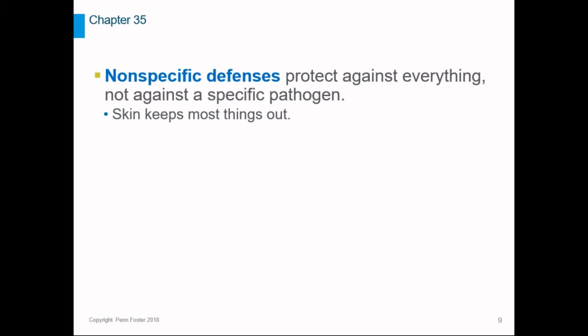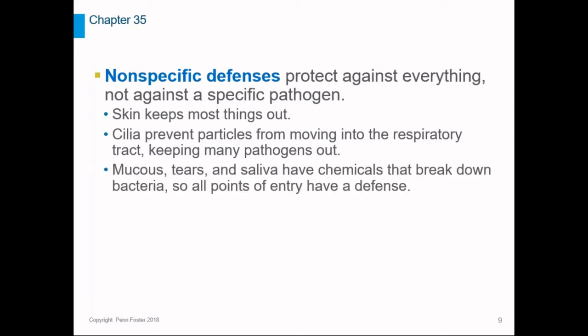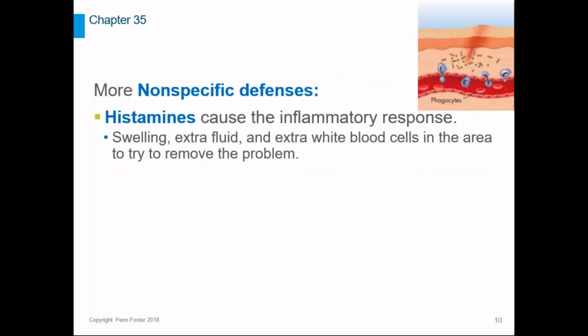The body is actually pretty good at keeping bad things out because skin covers most of it, and then cilia prevents particles from moving into the respiratory tract, which keeps many pathogens out. Mucus, tears, and saliva have chemicals that break down bacteria, so all points of entry to the body have some defense. If a pathogen gets through the skin, histamines are released, causing an inflammatory response. So the inflammatory response leads to swelling, extra fluid, and blood bringing extra white blood cells to the area to try to remove the problem.